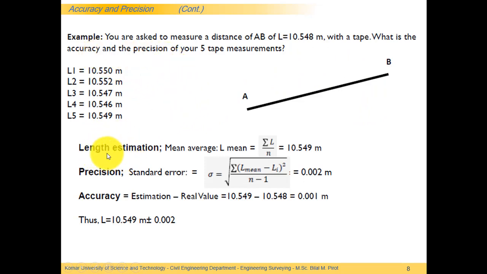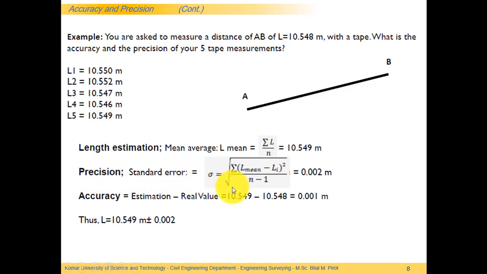So the average length of our readings, because we have 5 different readings, the mean of those readings is the summation of all the readings divided by the number of readings. So 10.550 plus 10.552 and so on, divided by n. N is 5, so the mean length or the average length will be 10.549 meters.